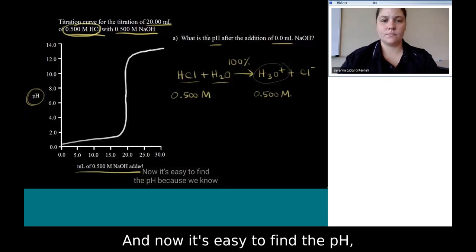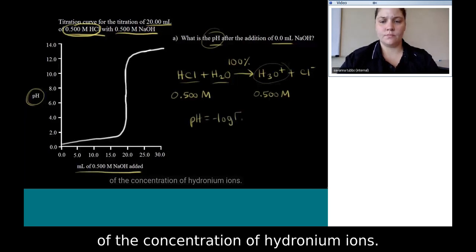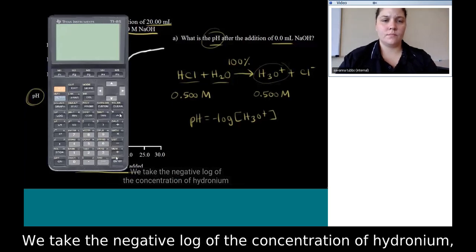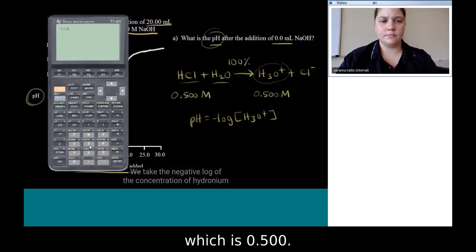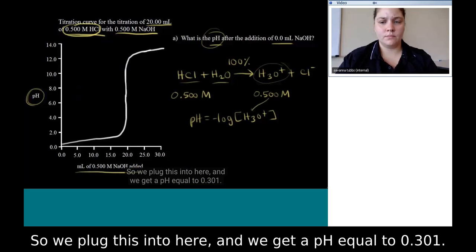And now it's easy to find the pH because we know that the pH is equal to the negative log of the concentration of hydronium ions. So let's go ahead and do the calculation, right? We take the negative log of the concentration of hydronium, which is 0.500. So that gives us 0.301. So we plug this into here, and we get a pH equal to 0.301.